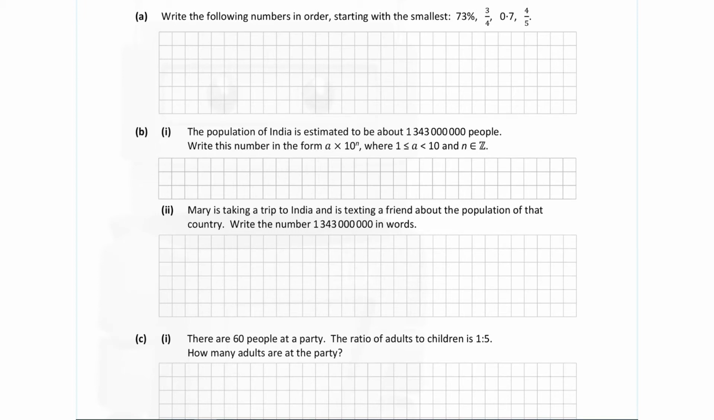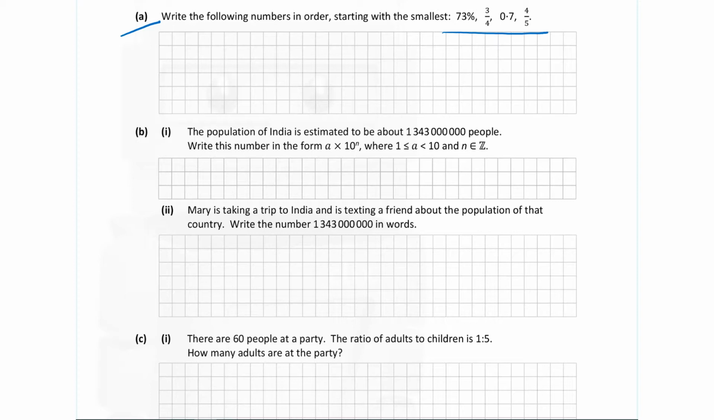These questions for the Leaving Cert foundation level could also be used as part of QQI levels 3 and 4. They come under the broad heading of number systems. So this question here, part A, asks us to write the following numbers in order, starting with the smallest. So we have 73%, 3/4, 0.7 and 4/5.